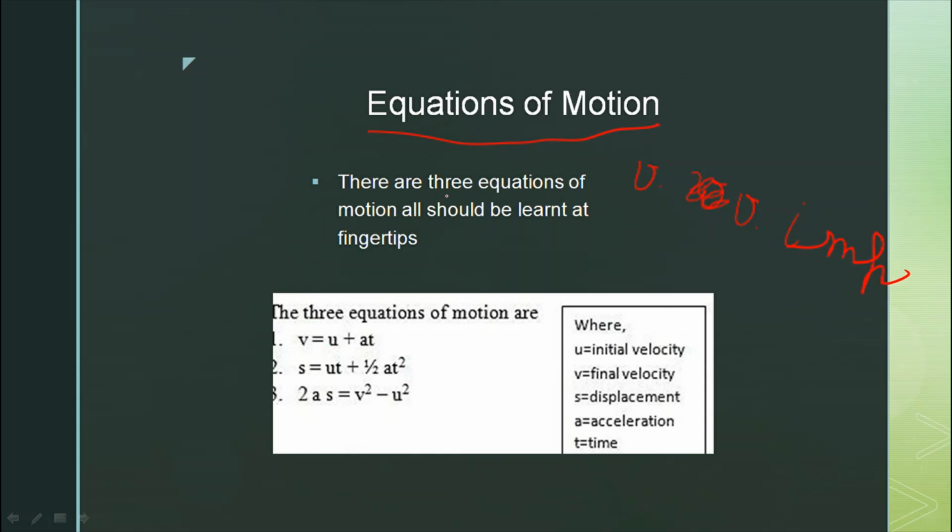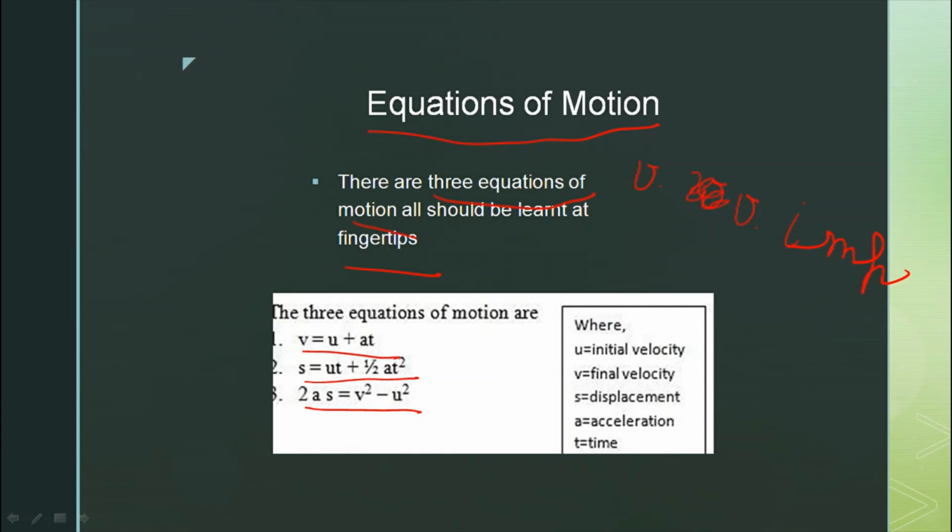So there are three equations in ninth standard. There are three equations of motion. All should be learned at fingertips. These are very important. Most of the questions will be from these in your exam, so these are very important to be learned. So these are v equal to u plus at, then s equal to ut plus half at square, and then 2as equal to v square minus u square.